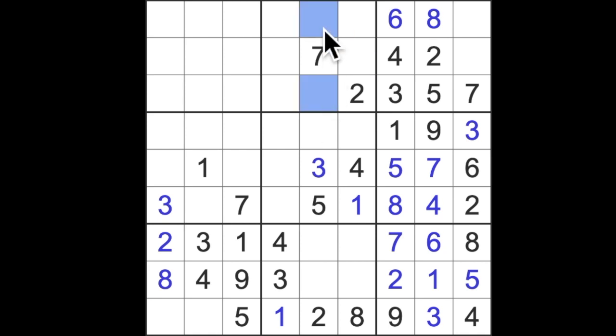This is 1 and 4. 1, 4, 3, 9. So we'll be left in these squares with 5, 6, 8, is it? I think it is. 1, 4, 3, 9. 5, 6, 8, yeah. So we've got 6, 8 there. So that's got to be a 5 then.